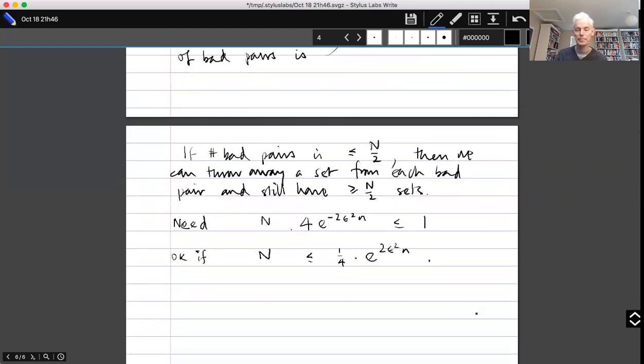little n. Now the main thing I want to draw attention to here is that this is an exponentially large number of sets that we've got here. So even though the sets are really pretty far apart, we've managed to find exponentially many of them.